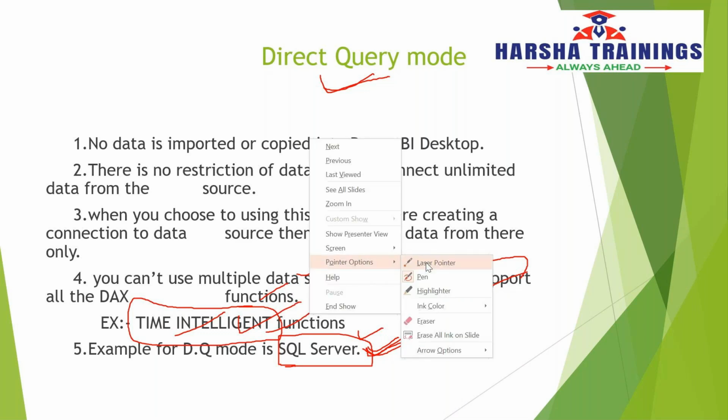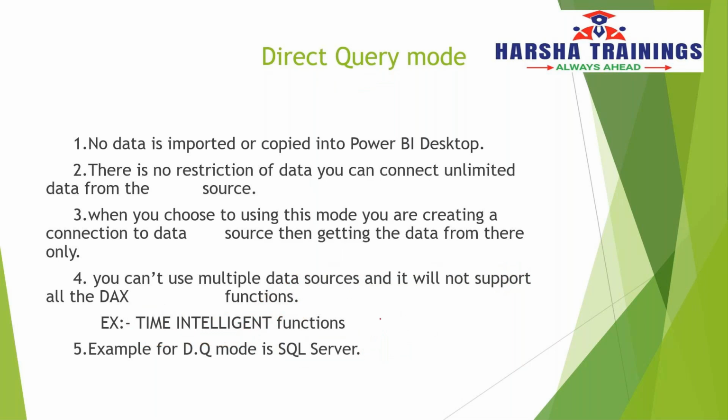The common requirements of business users will be: what happened last 1 year, last 1 month, past 30 days, last 1 week. These requirements should be in any project. But whenever you go with direct query mode, you are unable to write time intelligence functions. Then how can you achieve your requirement? You need to choose import mode, right?